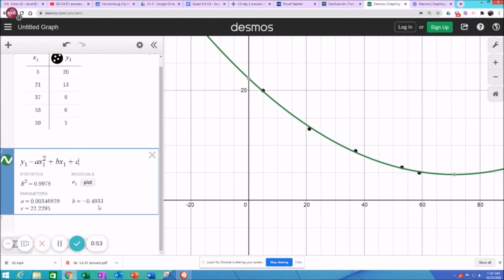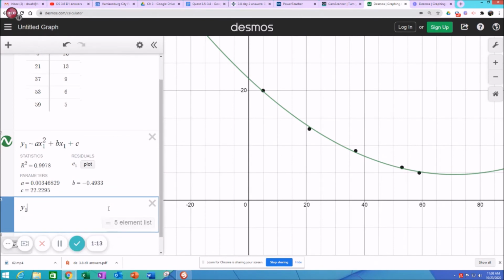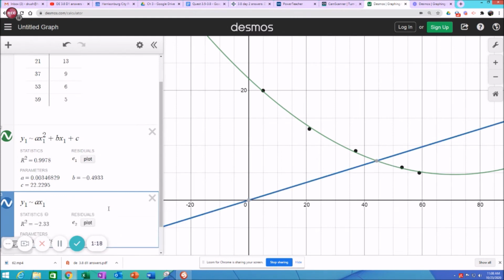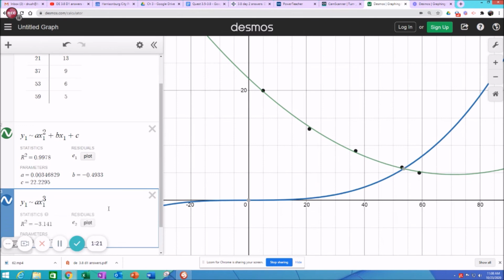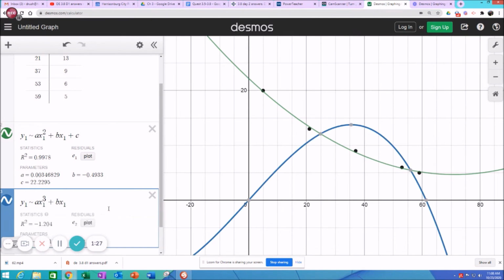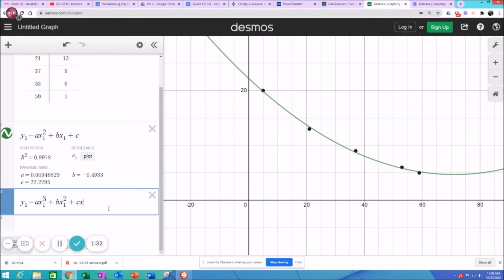Then part C asks us to do the cubic one. So we're going to use y1 tilde a x1 raised to the third, so cubic, plus b x1 squared, plus c x1 to the first, plus d. So there we get the cubic model. You can take this to as many decimal places as you want, but there's your a, b, c, and d for your equation. And then part D asks us which one is a better fit.